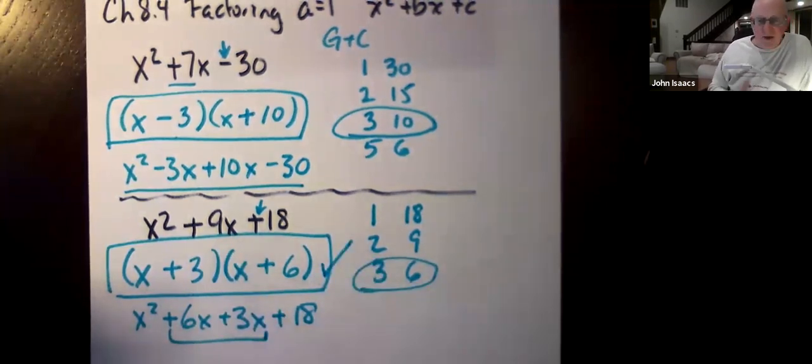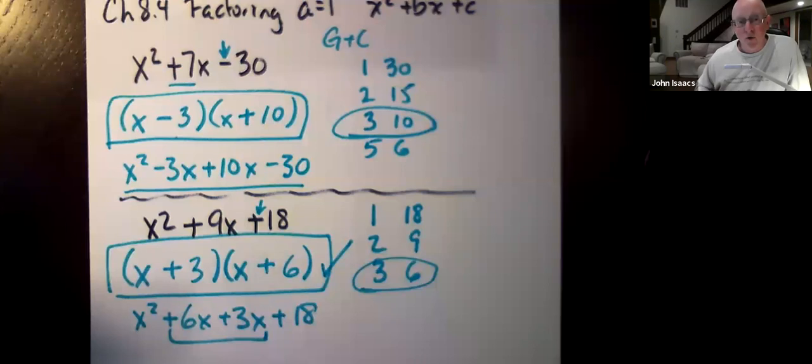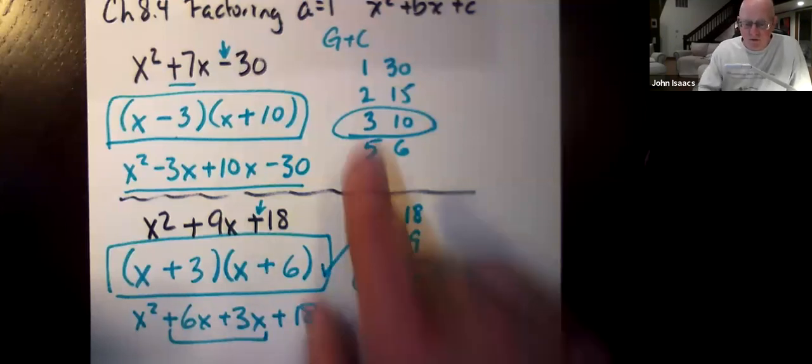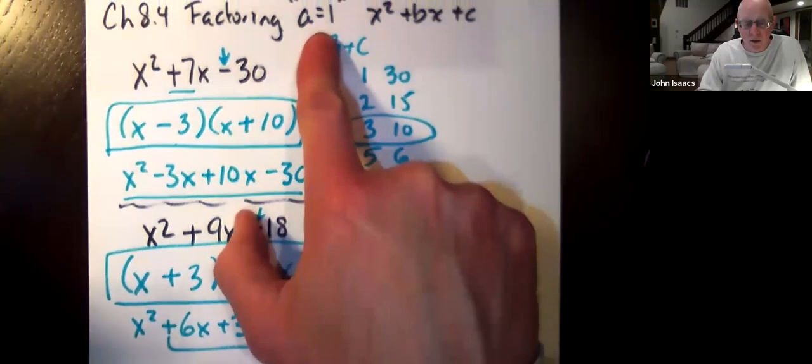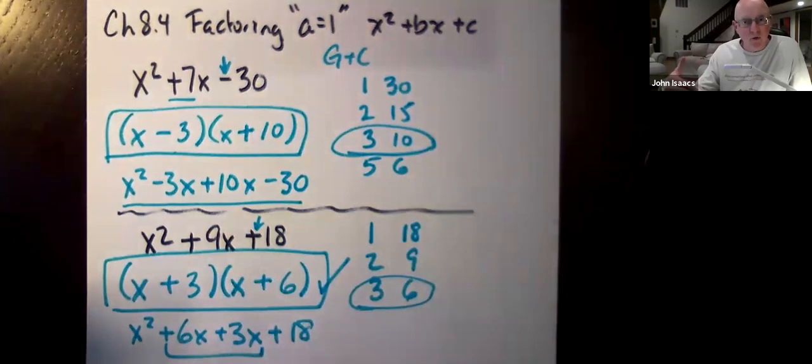Next video, I'm going to show you splitting the middle term, a method I don't really like, to be honest, but it is important as we go into things where a is not equal to 1. I'm actually going to show you another method after that called the diamond in the box, which really is splitting the middle term with a graphic organizer. So that's where we're going with all this. I hope this helps.